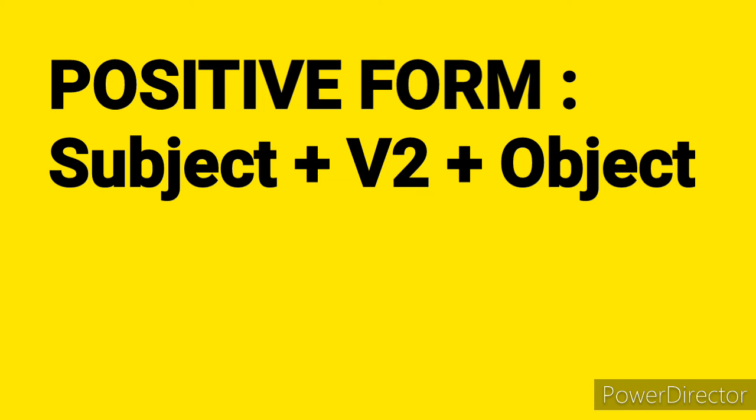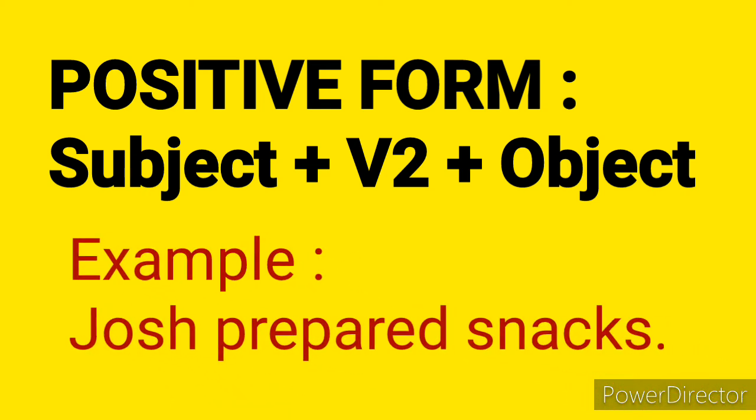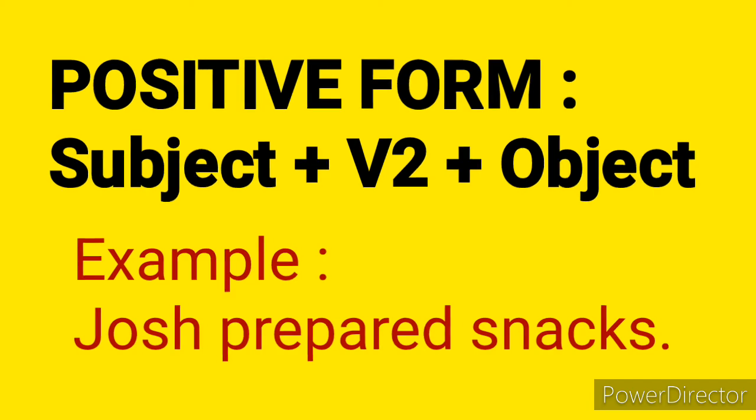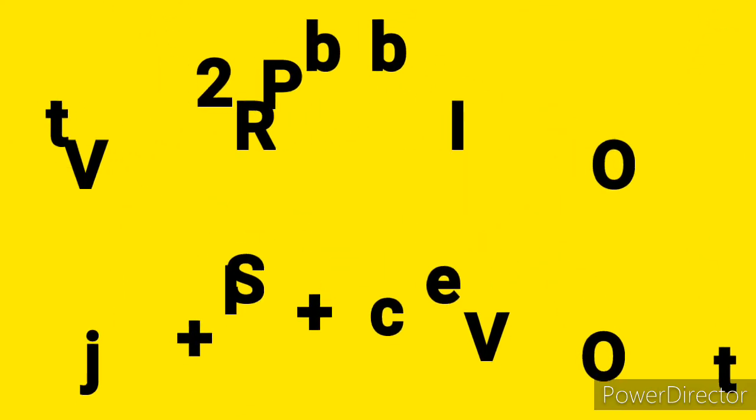Example. Josh prepared snacks. Here, Josh is the subject, prepare is the verb, and we added ed. So, this is the past form of the verb. So, prepared is the V2 form, then snacks is the object. Okay, clear? So, Josh prepared snacks.